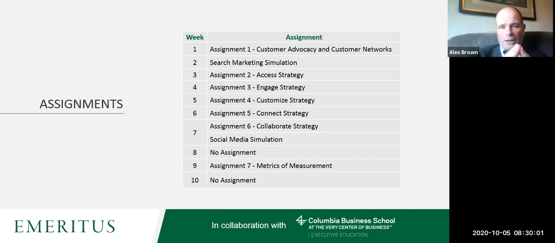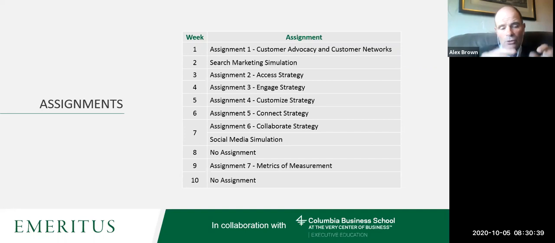So that's assignment 1. Then in week 2, you see the search simulation, and in week 7, the social media simulation. You'll do 3 rounds of each. The 3 rounds of the search simulation are worth 1 point for an assignment, and the 3 rounds of the social media simulation are worth 1 point altogether. Then you have assignments 2, 3, 4, 5, and 6, as I've listed here: access, engage, customize, connect, and collaborate. That's where we talk about each of these strategies, and you'll be doing it through the lens of the brand you select.